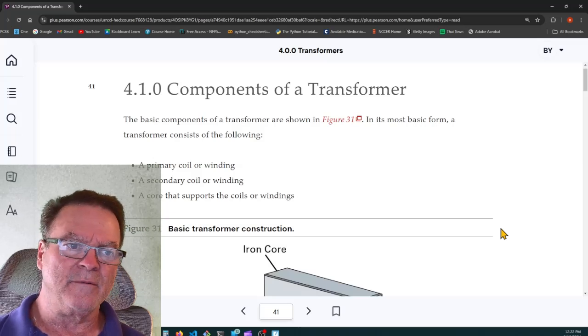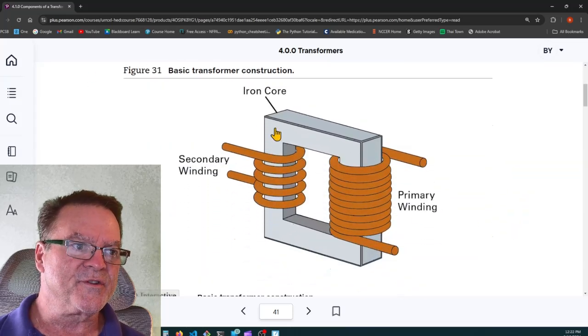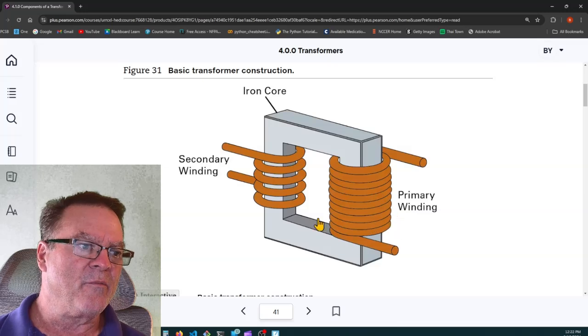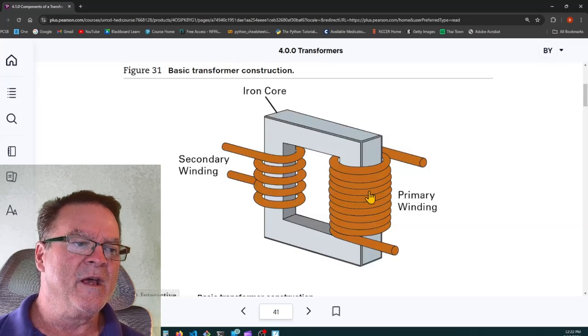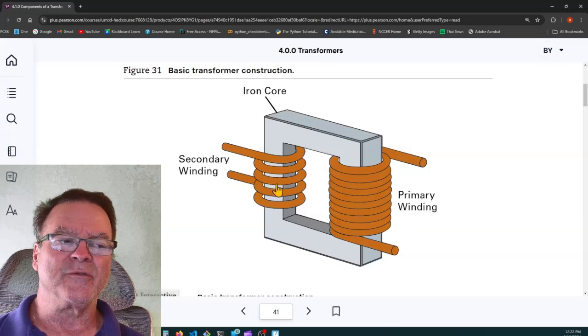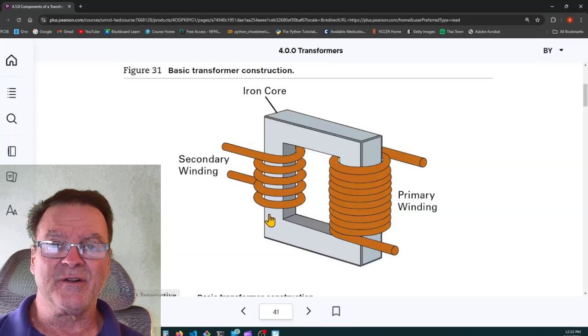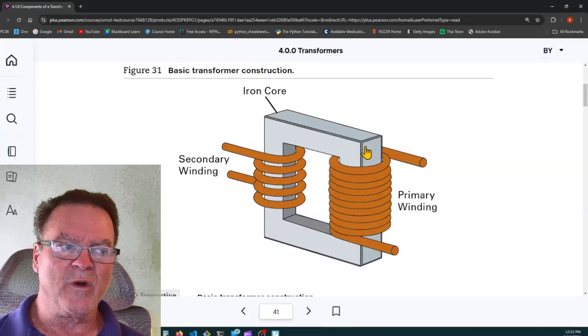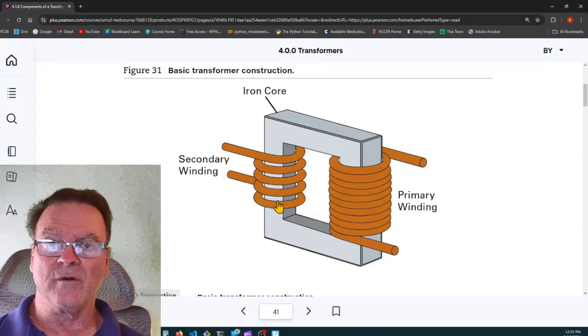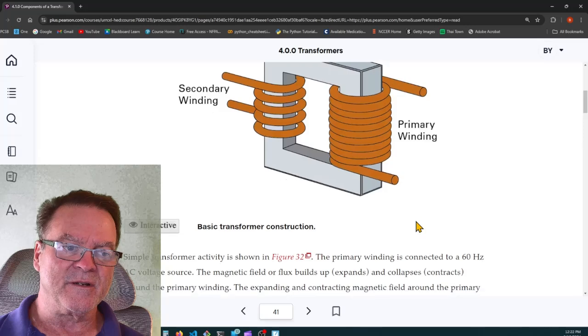So here's the core, it's an iron core. Here are the primary windings. There are many turns. Here's the secondary winding. There are fewer turns. This is what would be called a step-down transformer. When you have more windings in the primary than the secondary, your primary voltage will be stepped down. If this is a 2-to-1 ratio, let's say the primary has 20 turns and the secondary only has 10 turns, then if you put 120 volts into the primary, you're going to get 60 volts out of the secondary. It's a direct proportion.